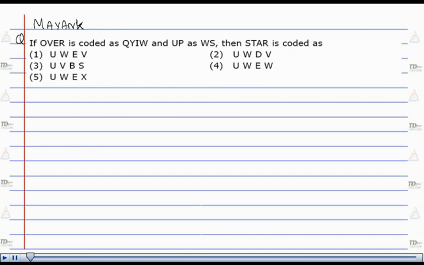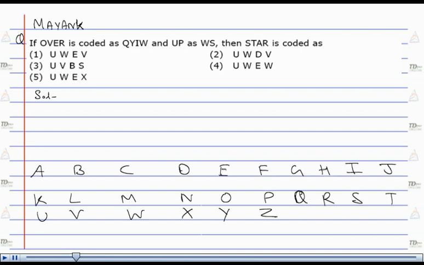Hello, I am Mayank. The question is, if OVER is coded as QYIW and UP as WS, then STAR is coded as. Let's come to the solution. Now for such questions, it is preferred that you write down the complete English alphabets. Now it becomes easy to visualize things.